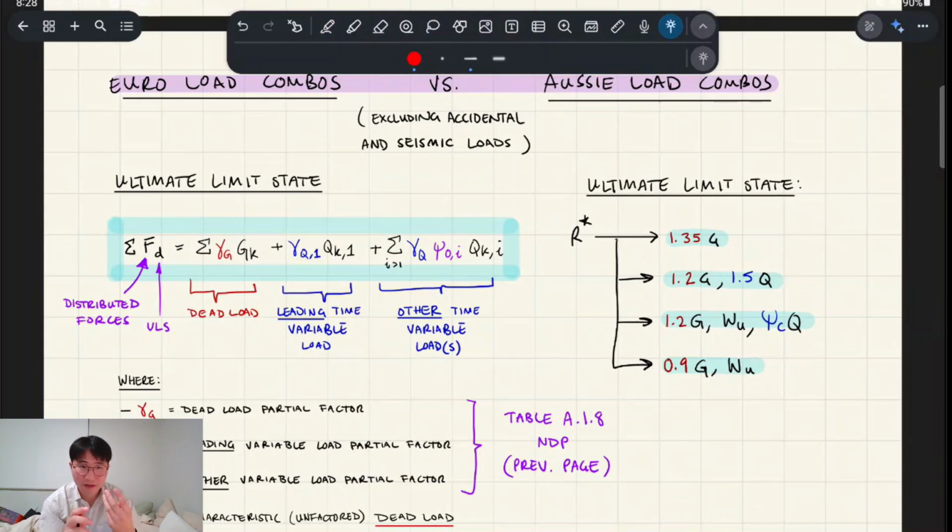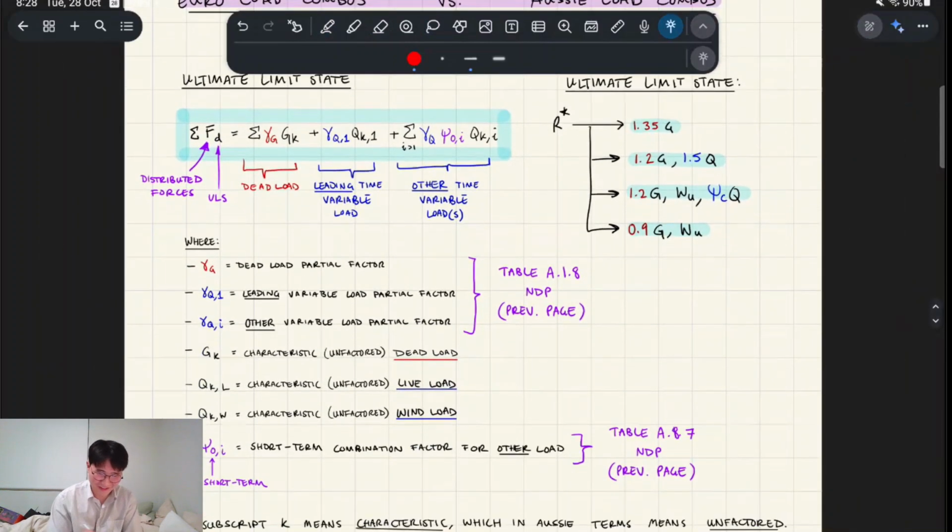Now if you have all three of those, dead load, wind, and live load, you have to check two sets of calculations, right? You have to check the case where live load is the leading time variable load, and you have to check when wind is the leading time variable load, and the other one takes like the back seat, I guess, right? I really think that makes sense.